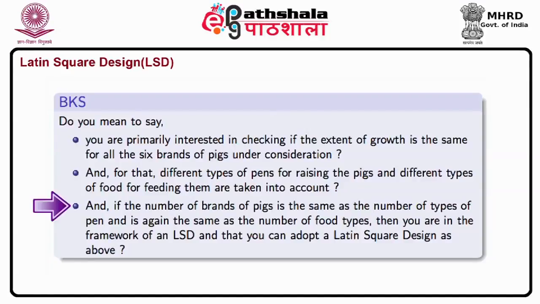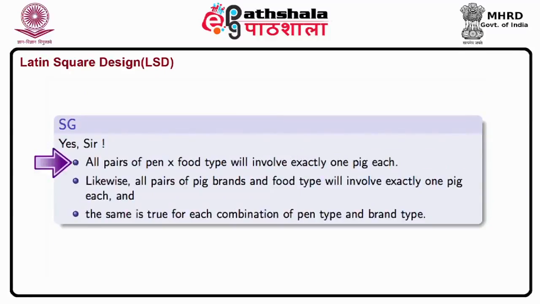Yes, sir. Also, if the number of brands of pigs is the same as the number of types of pen and is again the same as the number of food types, then you are in the framework of a Latin square design, and you can adopt a Latin square design of order 6. All pairs of pen and food type will involve exactly one pig each, as we have shown in the diagram. Likewise, all pairs of pig brand and food type will involve exactly one pig each, and the same is true for each combination of pen type and brand type.